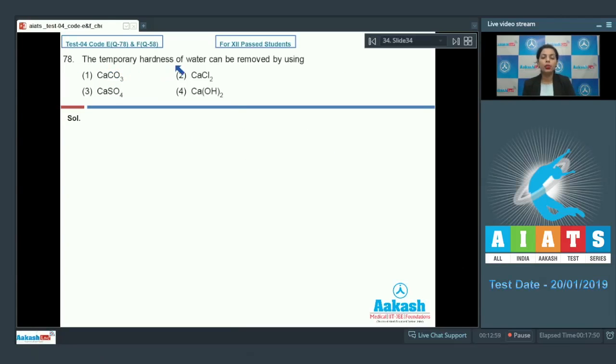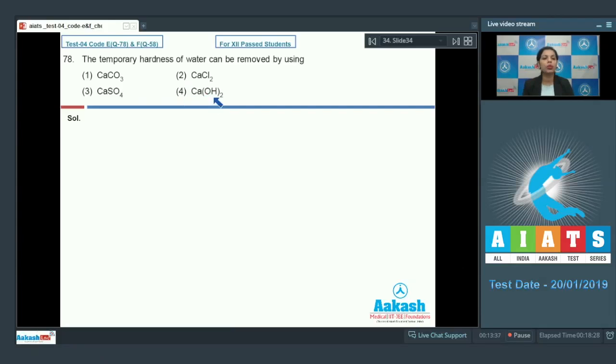The temporary hardness of water can be removed by using: you have different options. Calcium carbonate is the first option, then calcium chloride, calcium sulfate, and calcium hydroxide. First thing, the salts of calcium and magnesium are responsible for the hardness of water. Temporary hardness is due to the presence of carbonates and bicarbonates of calcium and magnesium. Similarly, permanent hardness is due to the presence of chlorides and sulfates of calcium and magnesium. So the first 3 options can be discarded here.